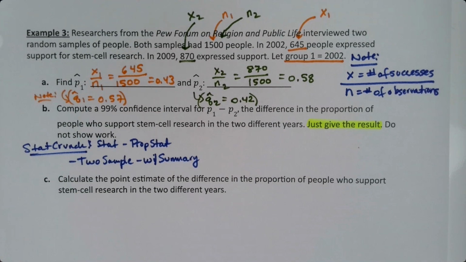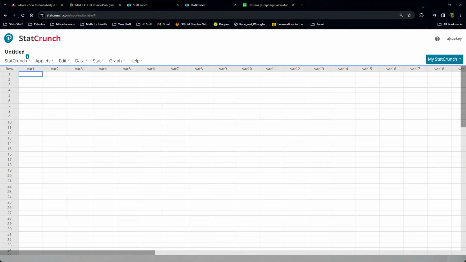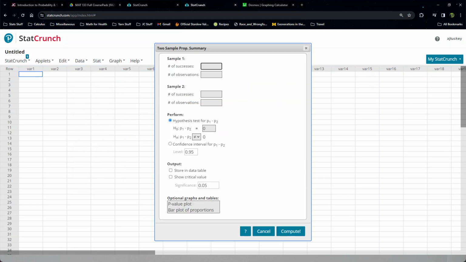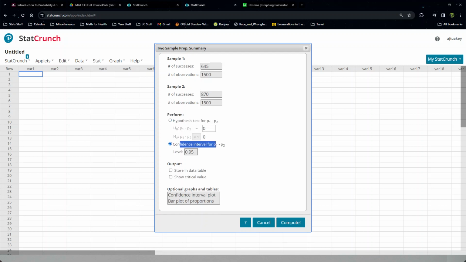Okay, so let me go to StatCrunch. All right, so in StatCrunch, I'm going to go to Stat, Proportion Stat, to Sample with Summary. Now my number of successes was 645. My number of observations was 1,500. And for my second group, it was 870 and 1,500. And I want to make sure I select a confidence interval, and then I want to tell it the confidence level, which in this case is 99. So I'm going to make that 0.99. And that's it. That's all you need.